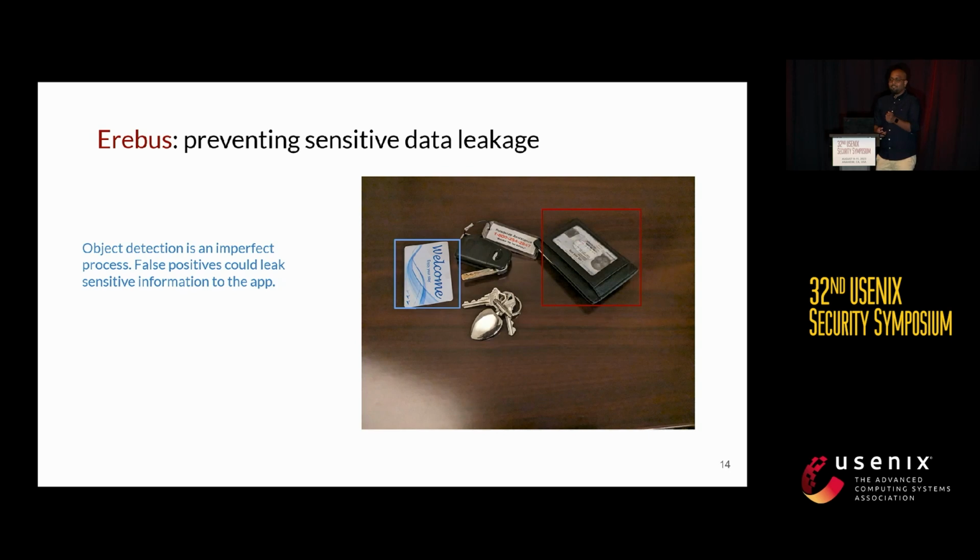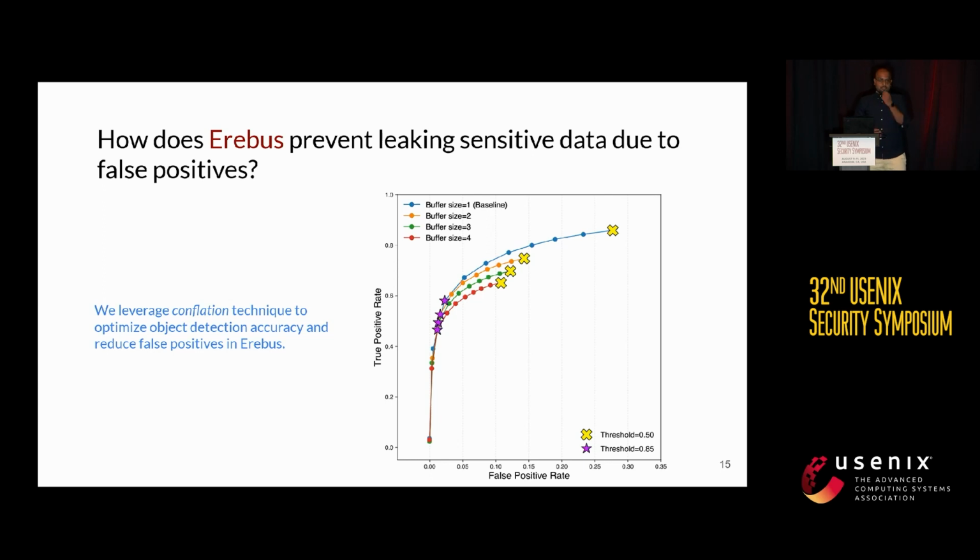Now, object detection on mobile systems, at least currently, is an imperfect process. We cannot guarantee 100% accuracy in detecting objects. Towards that effort, we leverage a technique within Erebus called conflation, where we try to increase the object detection accuracy of the model by running object detection on multiple frames and then passing the object with high detection accuracy to the application. Now, this implementation is definitely not perfect, but as mobile systems become more powerful and on-device object detection algorithms become better, the accuracy of detecting objects is only going to get better.